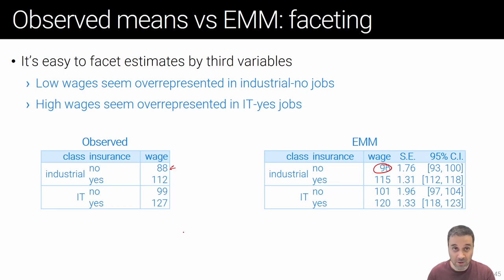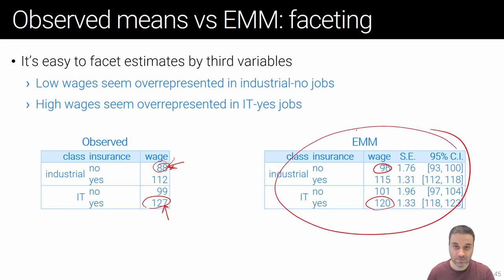Similarly, the high wages seem to be overrepresented in IT with insurance jobs. This 127, once we start controlling for other things, turns into only 120. And what that means is that there's probably an overrepresentation of high salaries here and an overrepresentation of low salaries in this case. If we start controlling for that, then this is what the model is telling us, again with confidence intervals, etc. So it's already hinting at possible overrepresentations of specific cases in specific combinations.